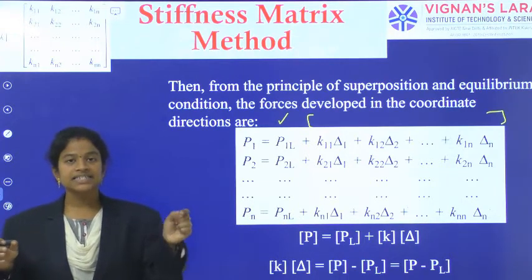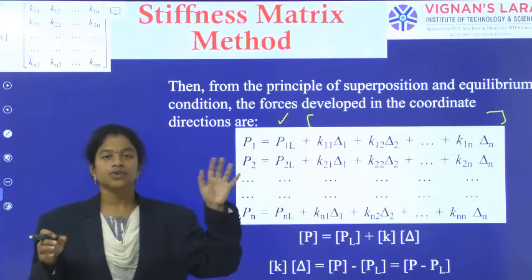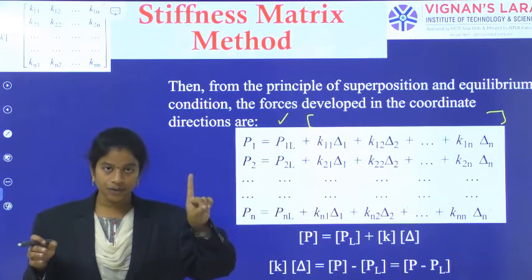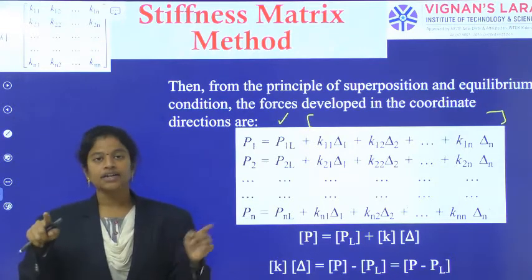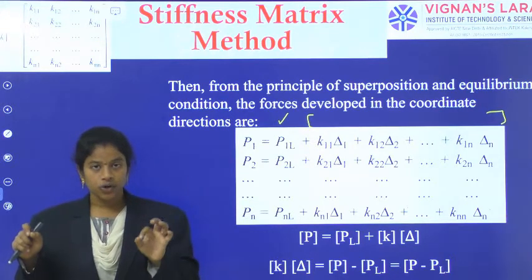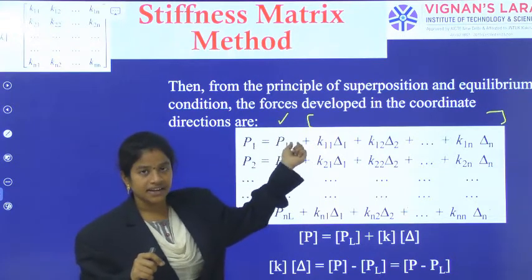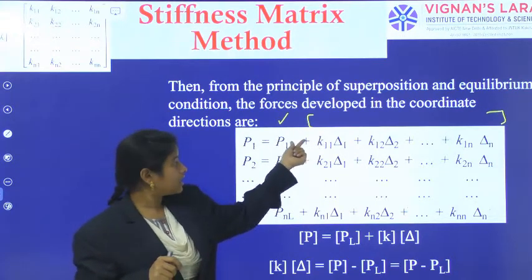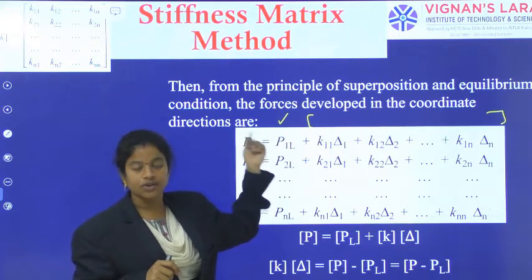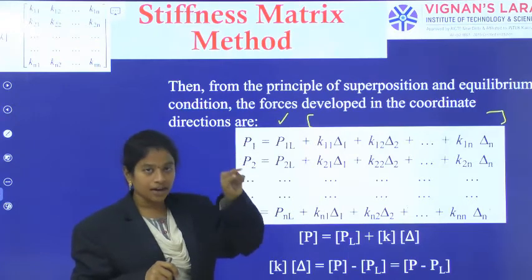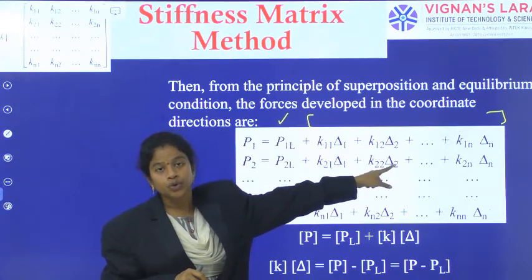If that is a UDL, the force, meaning here a moment also, is a force. So the moment generated at coordinate 1 due to the given external load is P1L. That is the load generated at coordinate 1 due to the given external load, and also K11 delta 1 at 1, and K12 delta 2 due to delta 2.